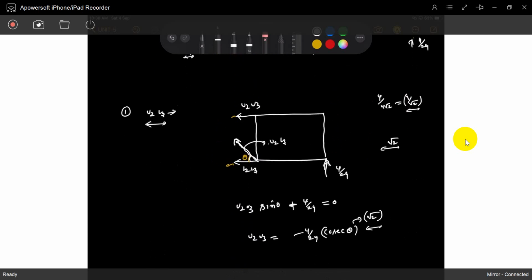So just avoid cosec theta. What is this? This is equal to VB. So VB cosec theta. That's it. VB cosec theta.